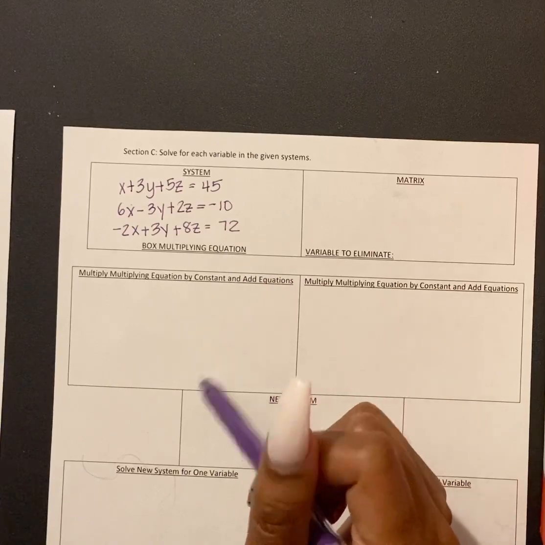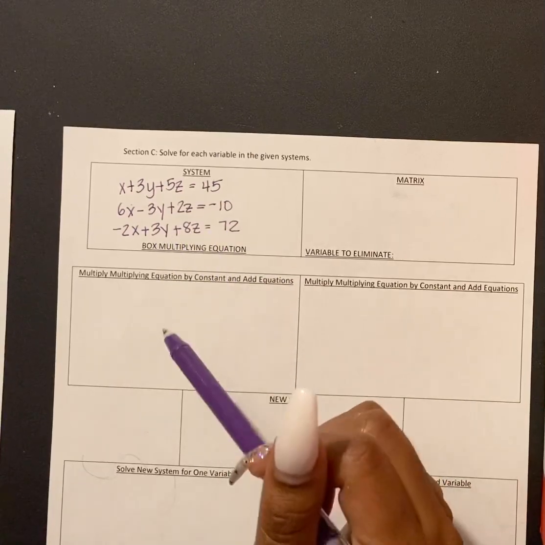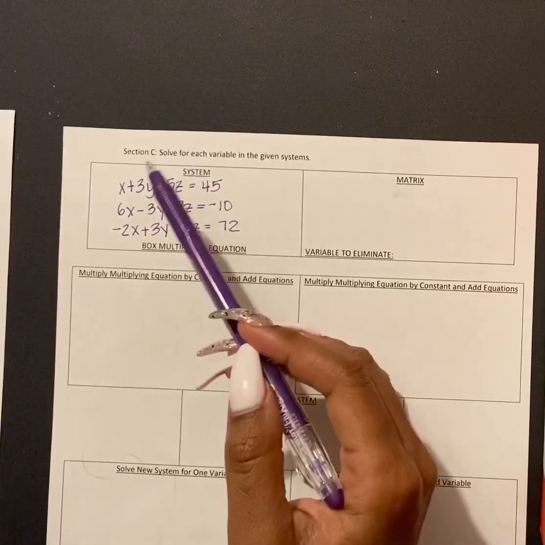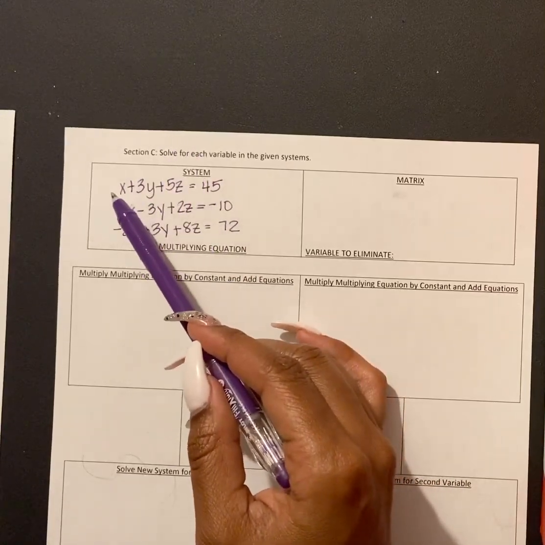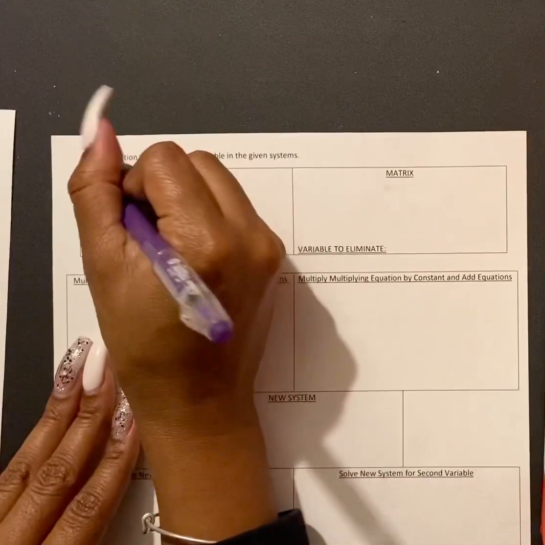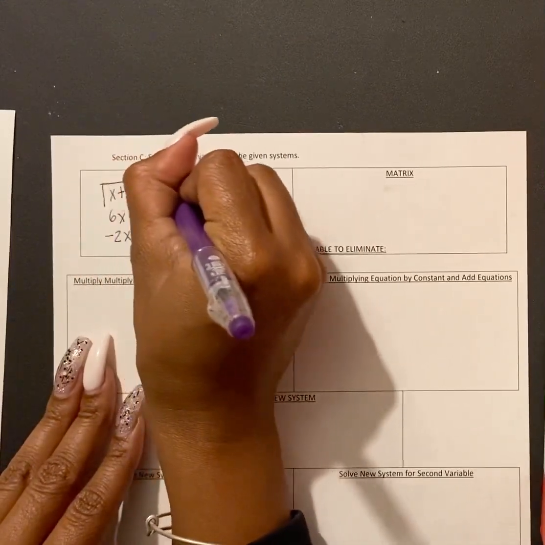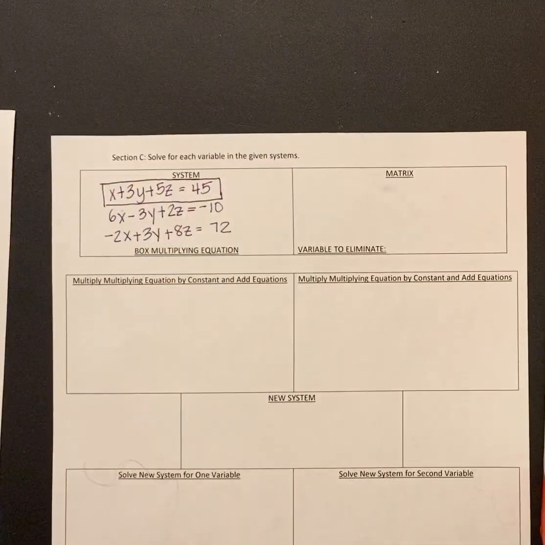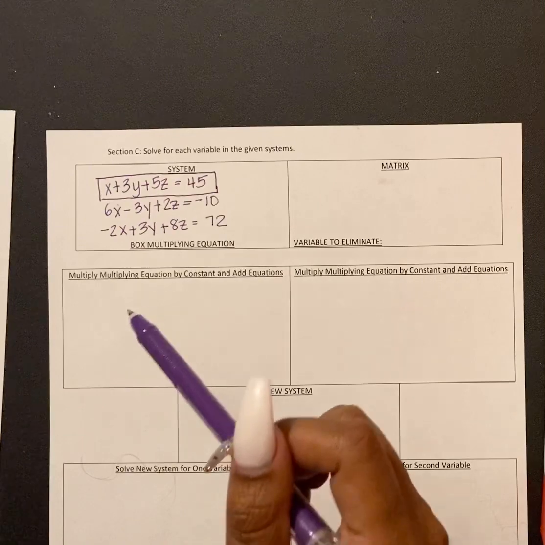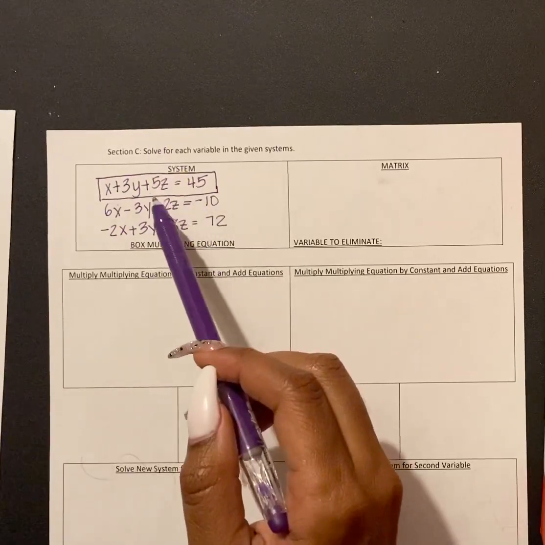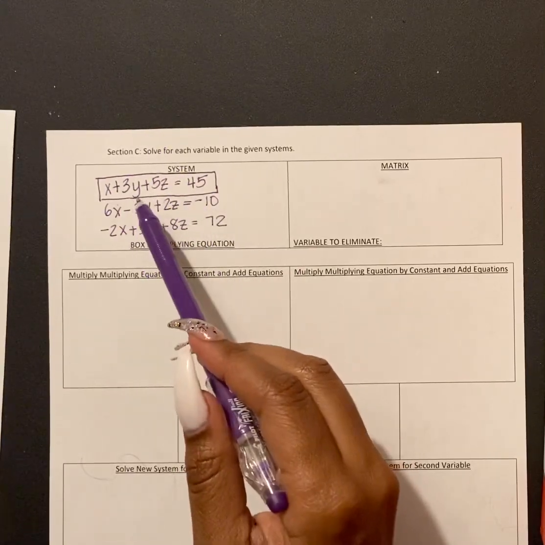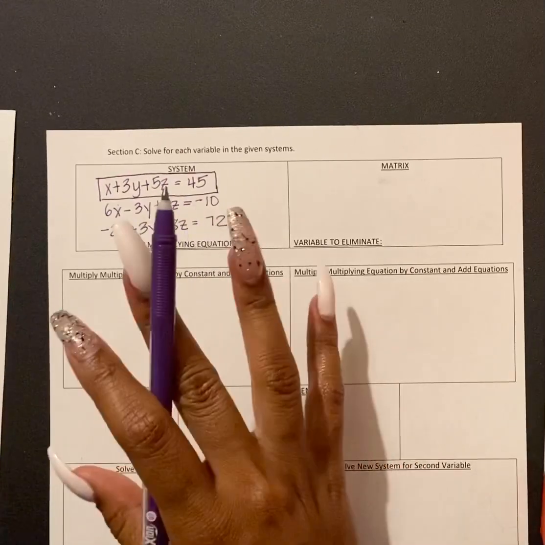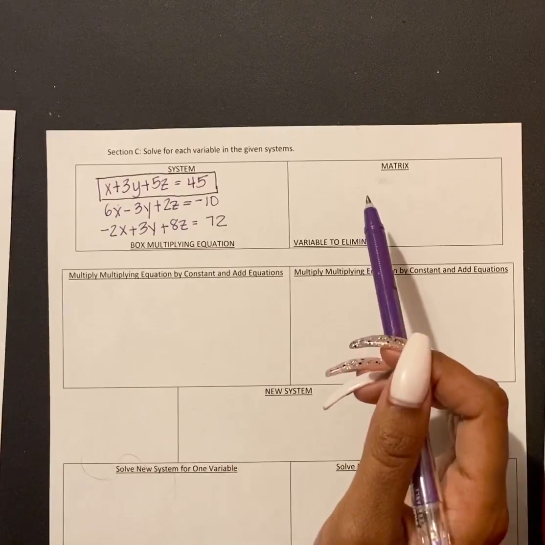So the first thing that you're going to do is box your multiplying equation. Your multiplying equation is the equation where that first variable is a 1. So it's this first equation. Okay, and I'm going to box it because we're going to keep going back to that specific equation. So we box the equation so we know that's the equation that I'm going to use. All right, we're going to leave that alone for a second, and we're going to write this as a matrix.